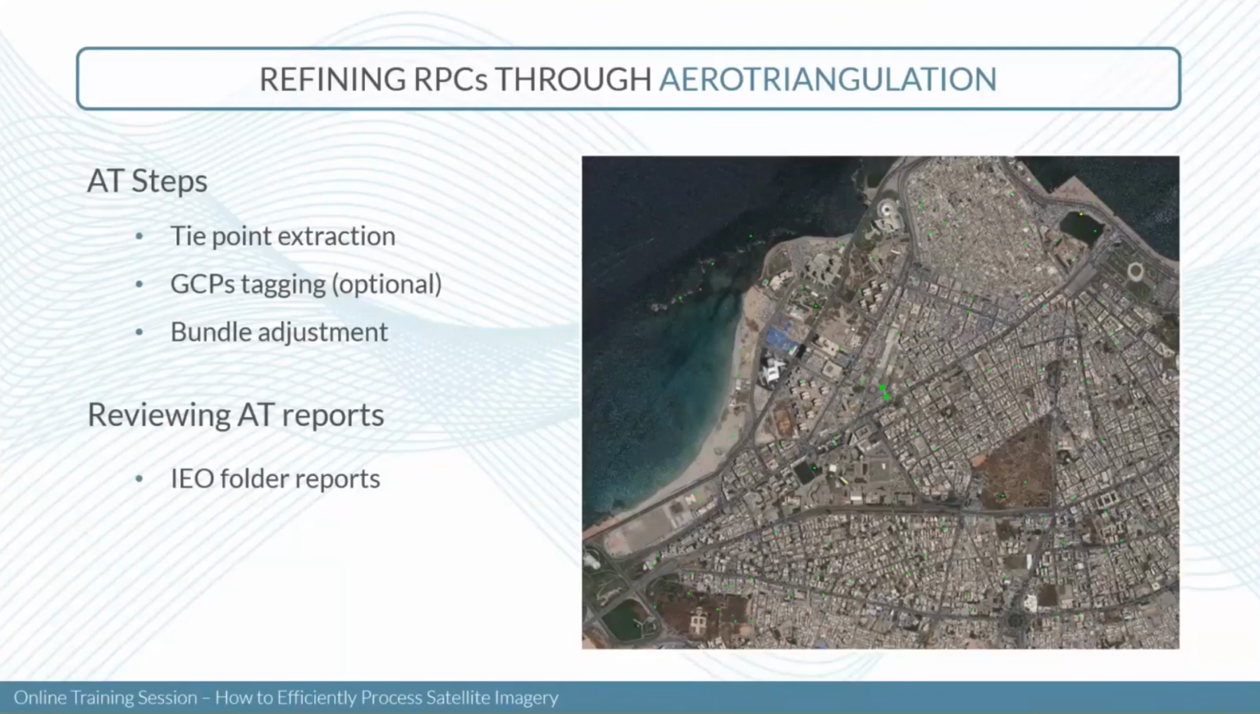But they won't be used to do the calculation of the bundle. They are only going to be used as a validation source. And finally, you will be able to do what we call the bundle adjustment. So we're going to refine the RPCs based on the tie points and on the ground control points that we have found. And finally, once you have done your aerial triangulation, you will be able to review the AT report to make sure that you have a good aerial triangulation solution, and that your AT meets your accuracy needs for your specific project.